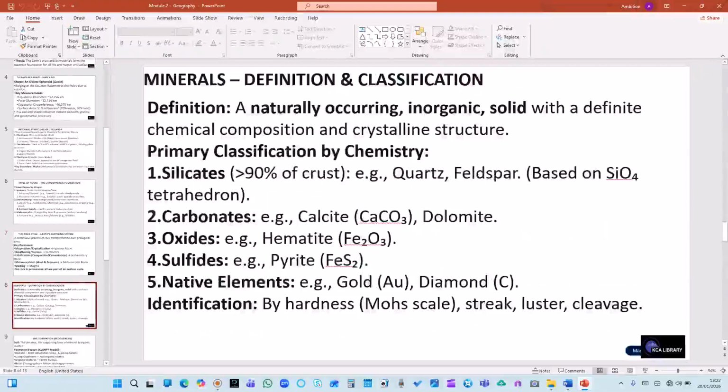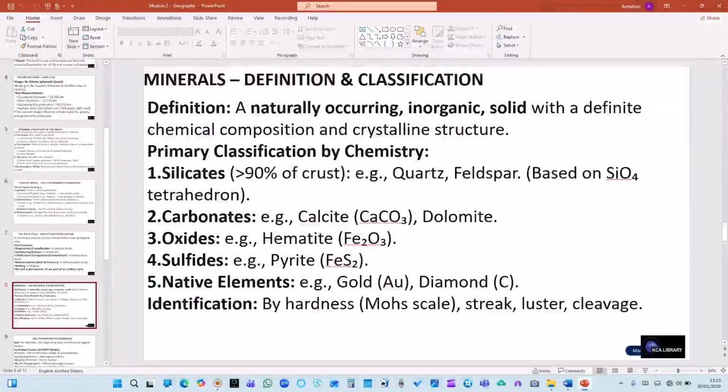Now let us look at minerals. That is the definition and classification of minerals. By way of definition, minerals are naturally occurring inorganic solids with a definite chemical composition and crystalline structure. Now we have some classification of minerals. That is the primary classification by chemistry, that is, according to their chemical composition.